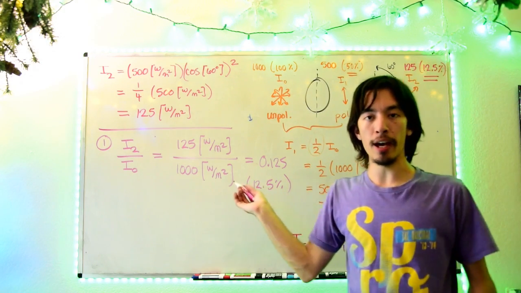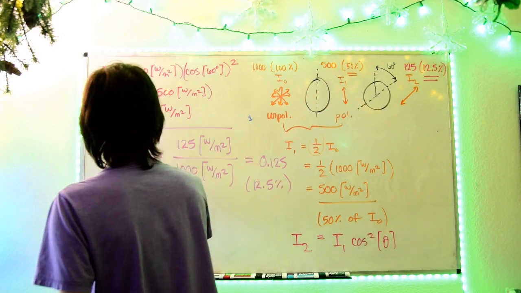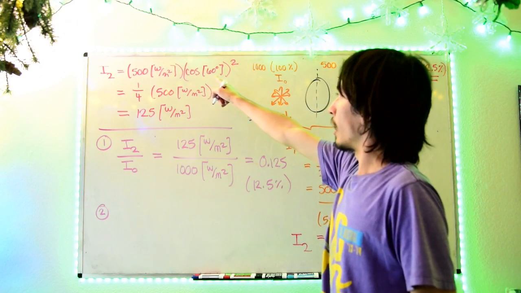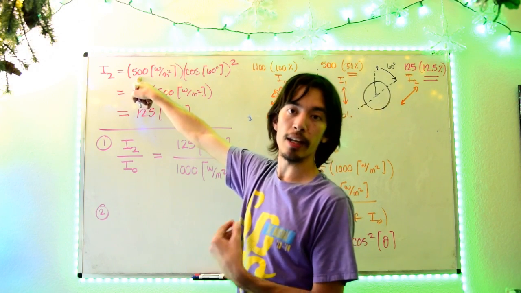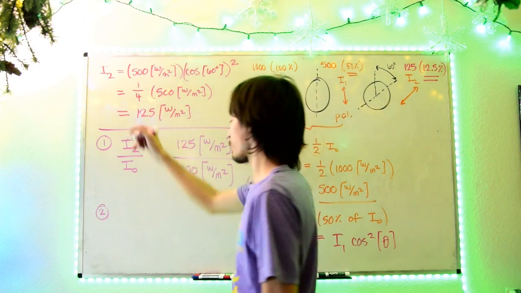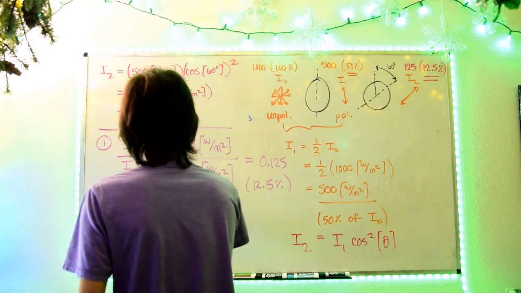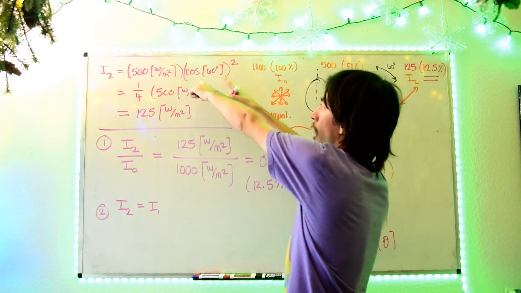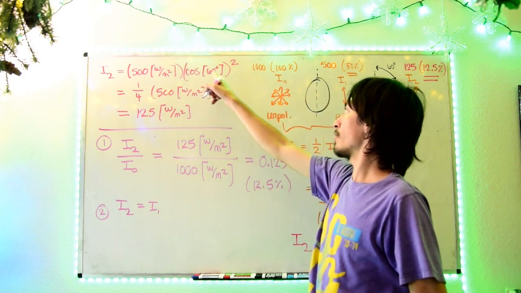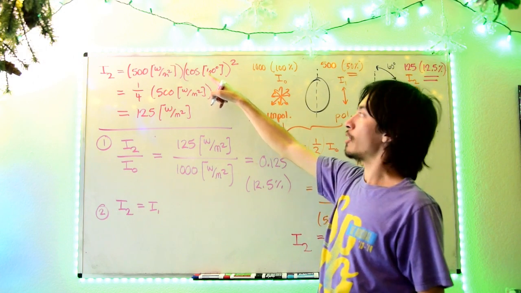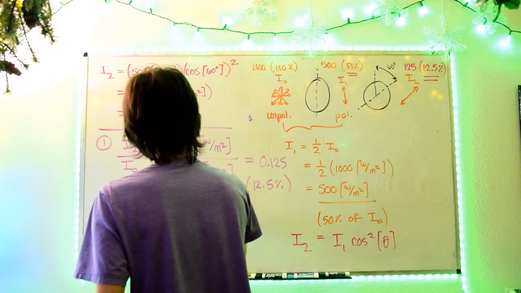So you can either do that, or 2, you can say that in here, if you do not plug the intensity in, in other words, you leave it as I1, so I2 equals I1, and what I'm going to do is on the cosine, you still plug in the angle, so you say cosine of 60 is a half. You square the half and you get a fourth, so it's times a fourth. Okay.